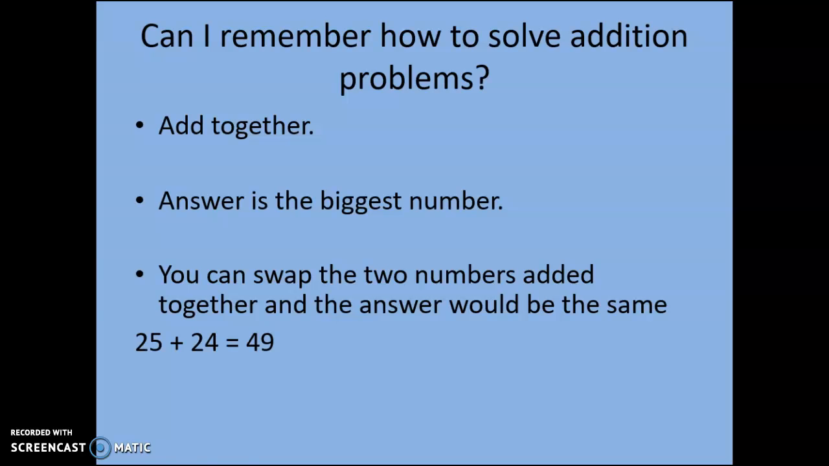So if I had 25 add 24 equals 49, I can swap these two around. 24 plus 25 equals 49. The answer would still be the same. And that goes for any addition sum. So the two numbers you add together, you could swap them around and the answer would be the same.